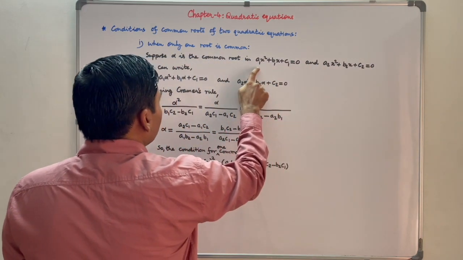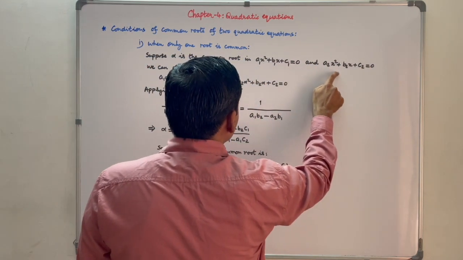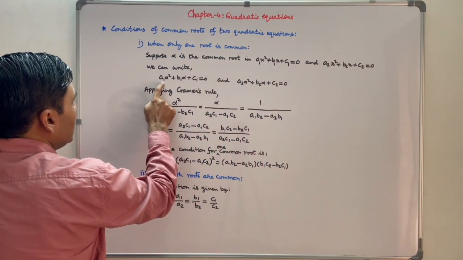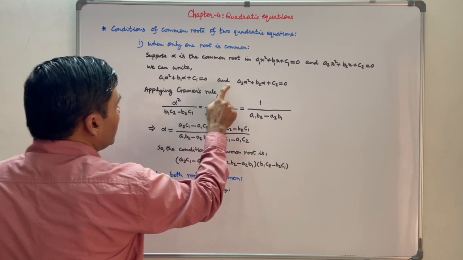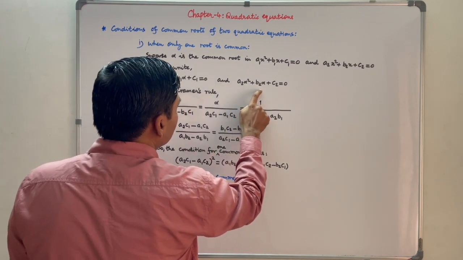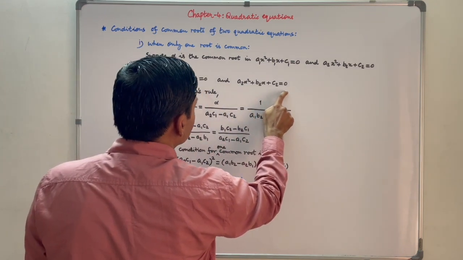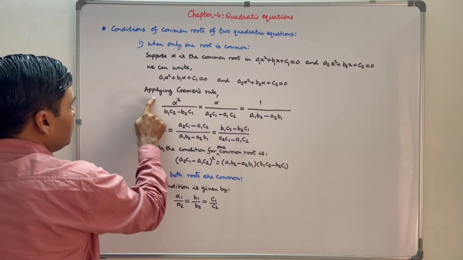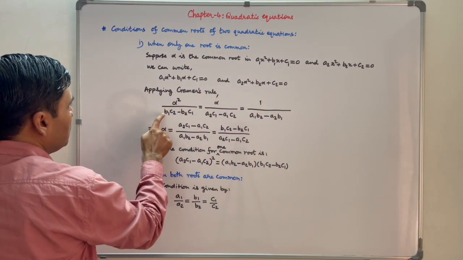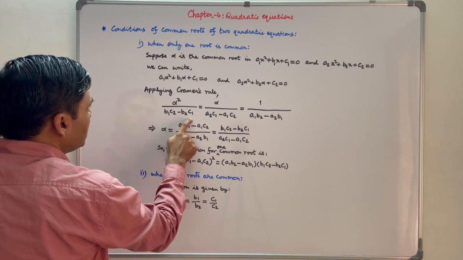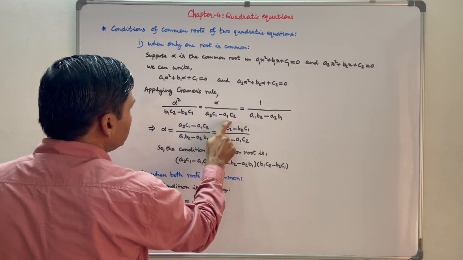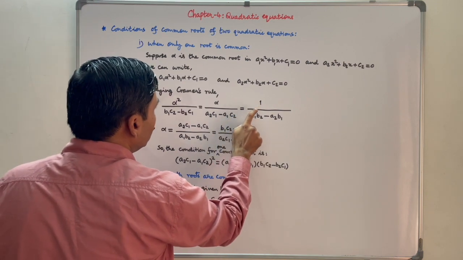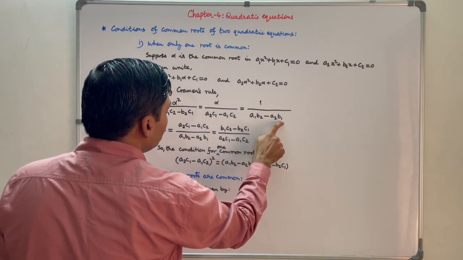So x is equal to alpha will satisfy both the equations. We can write a1 alpha square plus b1 alpha plus c1 is equal to 0 and a2 alpha square plus b2 alpha plus c2 is equal to 0. Applying Cramer's rule, we can write alpha square upon (b1 c2 minus b2 c1) is equal to alpha upon (a2 c1 minus a1 c2) is equal to 1 upon (a1 b2 minus a2 b1).